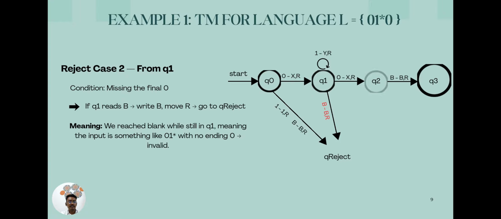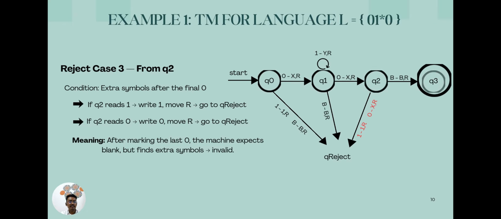In this case, the machine is in state Q1. When the machine is in state Q1 and reads blank, it moves to the reject state. This means the input contains only a 0 followed by 1s, but no ending 0. So the string is invalid.